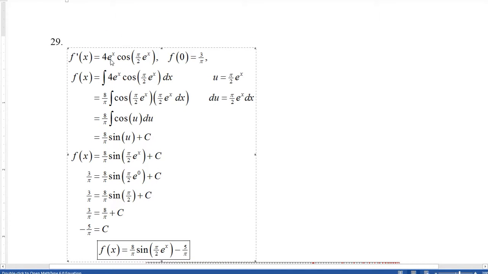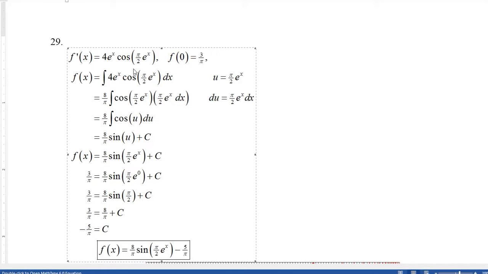Okay, let's look at the next one here. Oh, that looks like a lot messier situation here. Now, first of all, the basic problem is we're looking for the formula for f of x, and this time f of x is a specific function. We know its derivative, and we know one point on it.